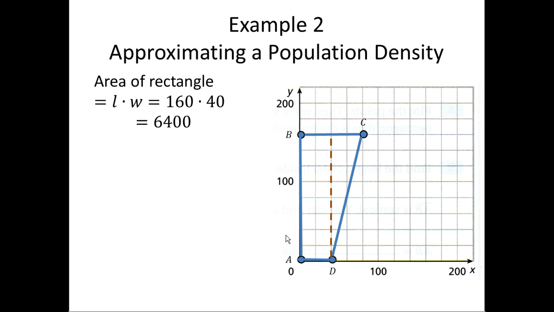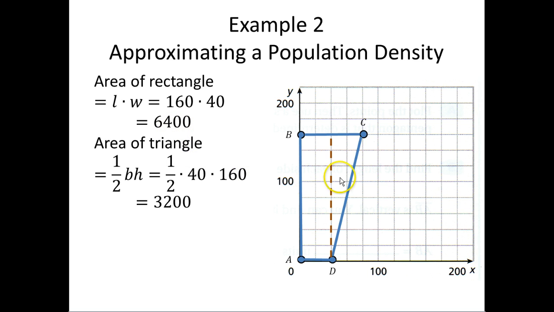So if you remember, the area of any rectangle is its length times its width. Notice that the length of this rectangle is 160 units. Remember, each one of these lines represents 20 units. The width of it is 40 units. So the area of this rectangle is 160 times 40, which is 6,400 units squared.